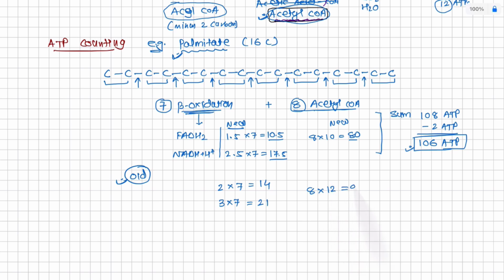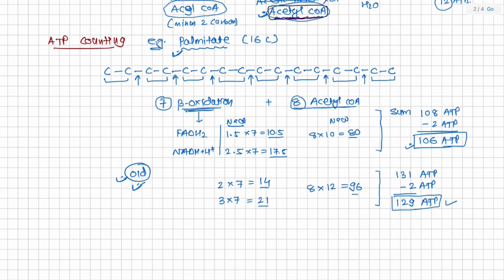So 8 acetyl coenzyme A and 12 ATP for each acetyl coenzyme A makes 96. So 14 plus 21 plus 96 makes a total of 131 ATP. And here also we have to deduct 2 ATP, which was utilized for the activation of the fatty acid. So 131 minus 2 is 129 ATP. This is the number you may see in the old textbook, right? So don't get confused over there.